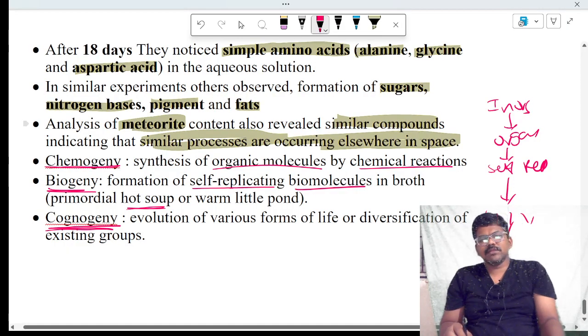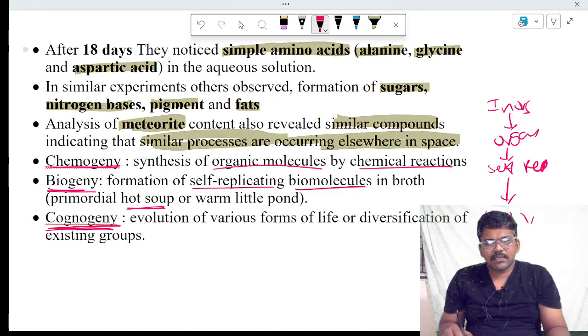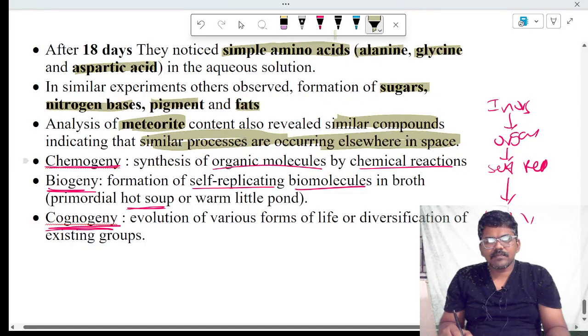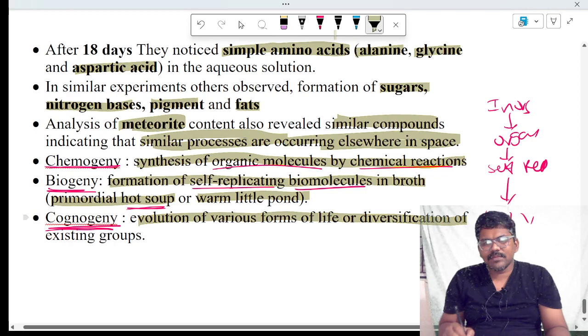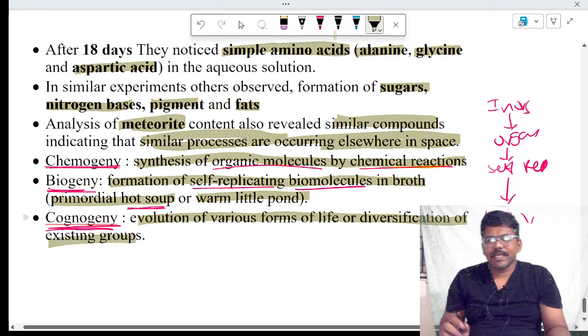Chemogeny, biogeny, cognogeny. Chemogeny means synthesis of organic molecules by chemical reactions. Biogeny means formation of self-replicating biomolecules in broth, also called the primordial hot soup or warm little pond. Cognogeny means evolution of various life forms from diversification of existing groups.